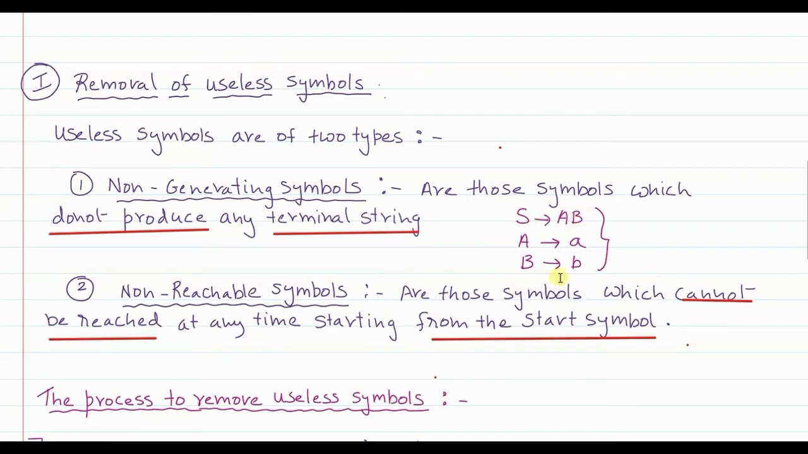And then B can be replaced with small b. But my question is, you can say that S is indirectly generating A and B. We are talking about direct generation. Is S able to, on its own, replace itself with a terminal string without the help of other non-terminals? No. So I can say that S is non-generating. Why? Because S by itself cannot generate a terminal string. It does it with the help of other non-terminals, that is A and B.